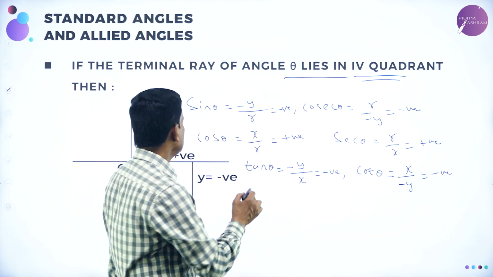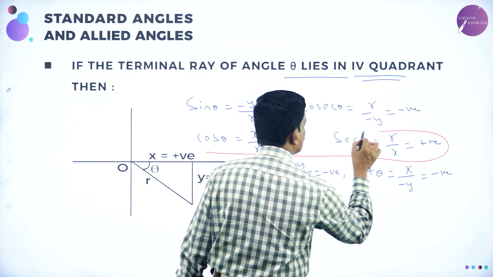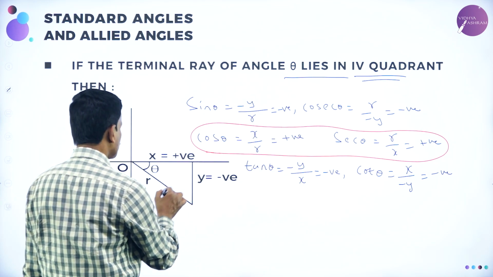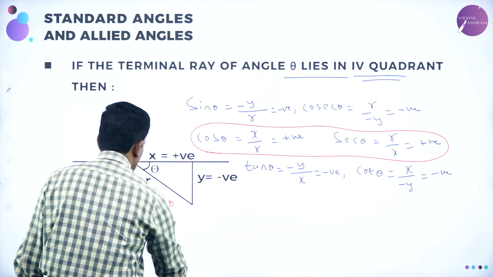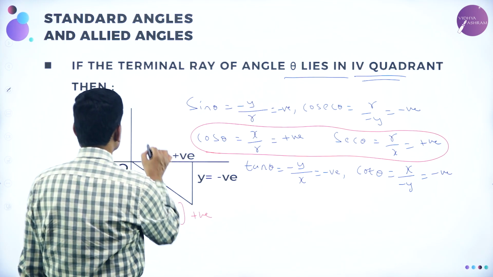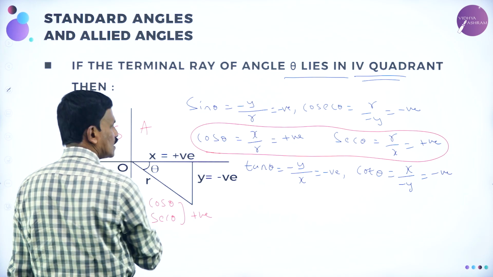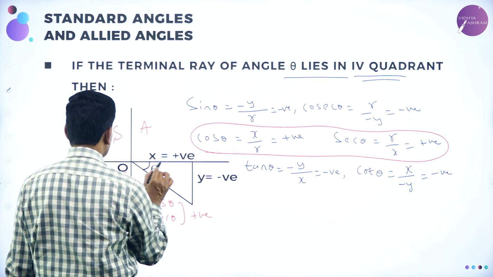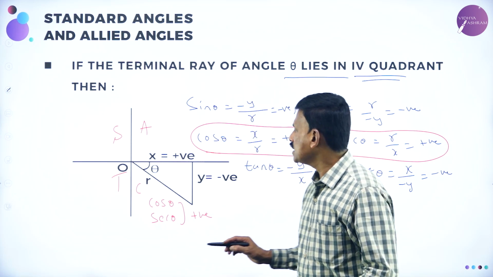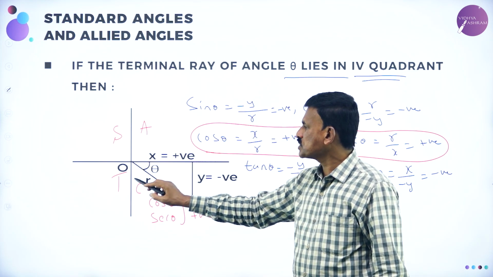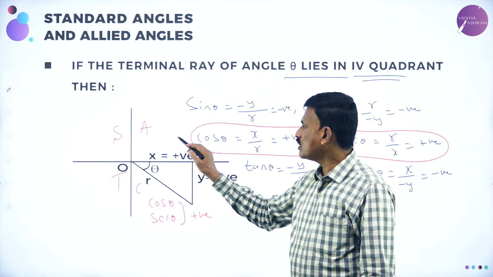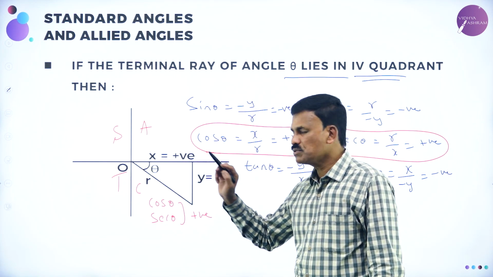Now if you observe carefully here, cos theta and secant theta are positive, remaining are all negative. So that means in the fourth quadrant, cos theta and secant theta are positive, remaining are all negative. So thus in the first quadrant all are positive, in the second sine is positive, in the third quadrant tan is positive, and in the fourth quadrant cos is positive. ASTC: all silver teacups, all students take coffee. All are positive, sine is positive, tan is positive, cos is positive.